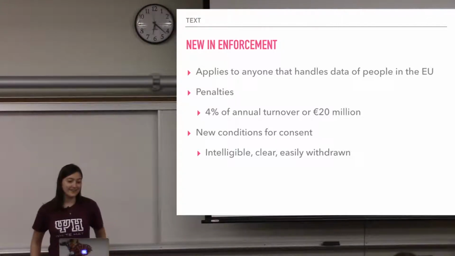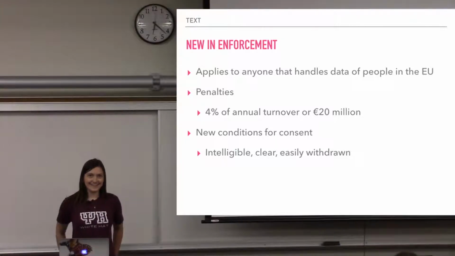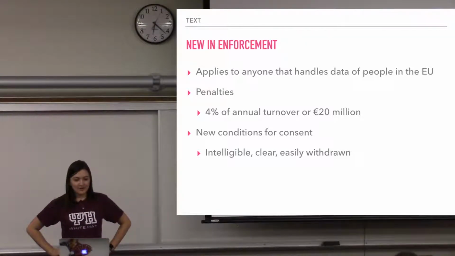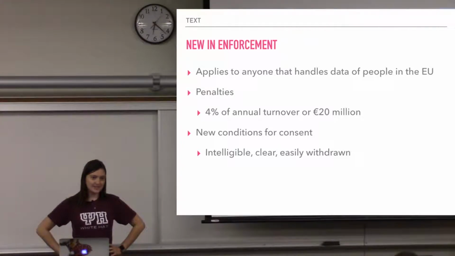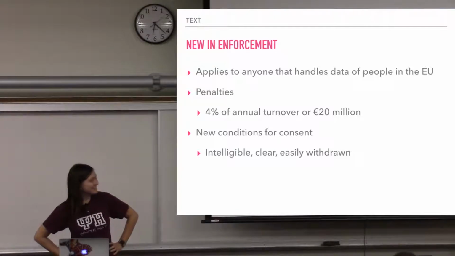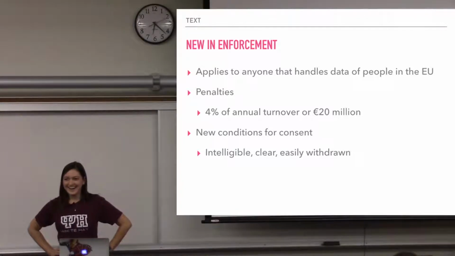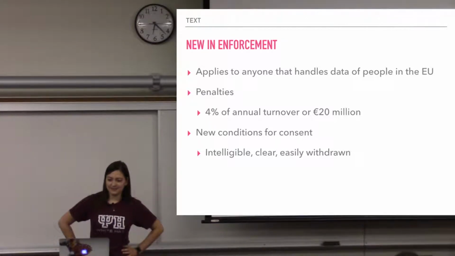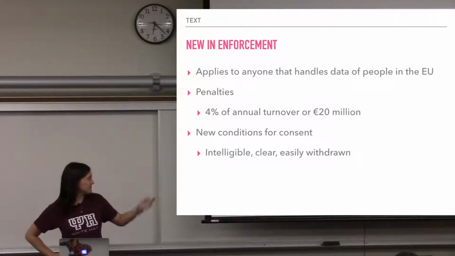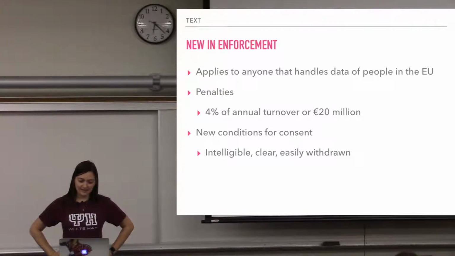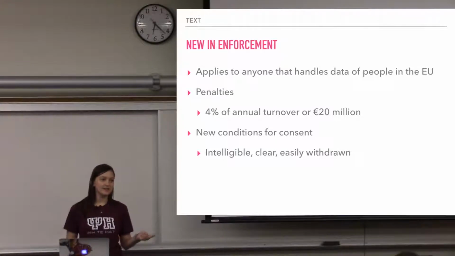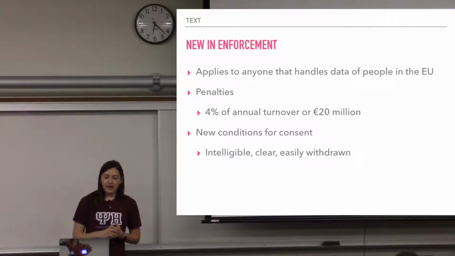And the penalties, if you don't comply, starting in May of this year, are 4% of your company's annual turnover or $20 million, whichever is higher. So it's a lot of money. Especially if you think of some of the bigger companies, their annual turnover is a lot more than $20 million, or euros.